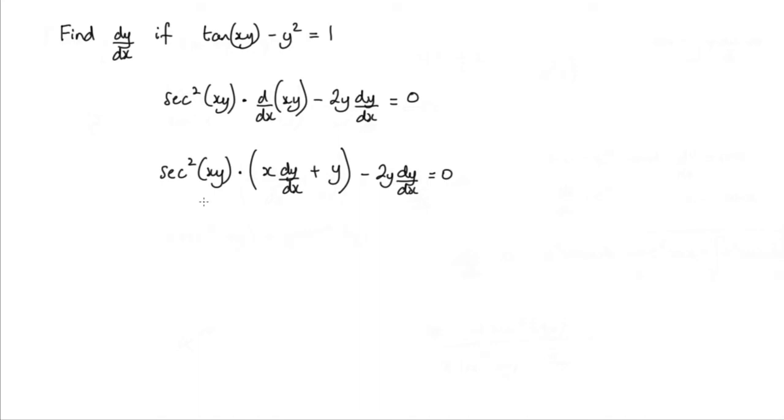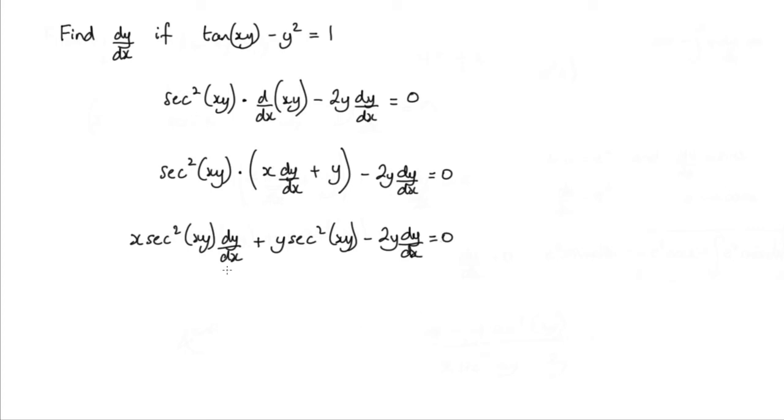Now the next thing to do is to expand this bracket here. So we're multiplying by sec squared xy. So this first term multiplied would give me an x sec squared xy dy by dx. Plus we've got the y term multiplied by this, so y times sec squared xy minus 2y dy by dx equals 0.